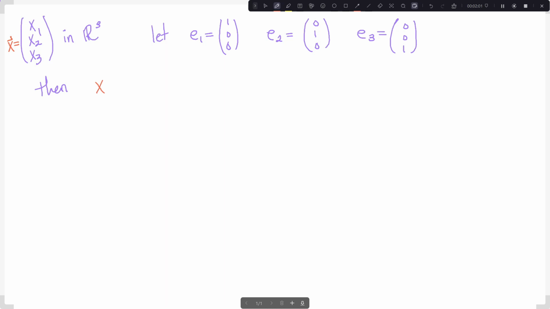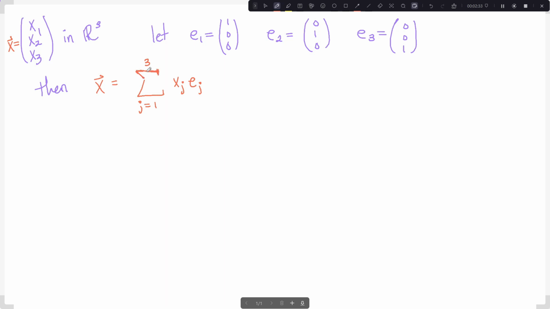Then the x vector is equal to the sum from j equals 1 to 3 of x sub j e sub j. And I think you will all agree with me once you take a little bit to digest what this sum is actually saying.